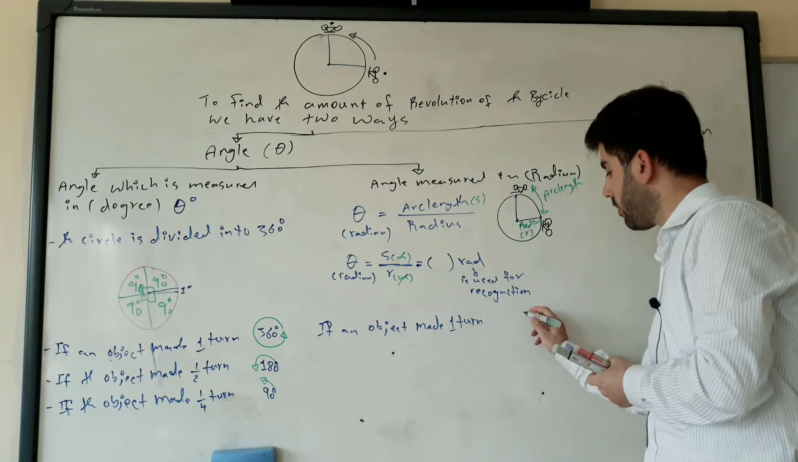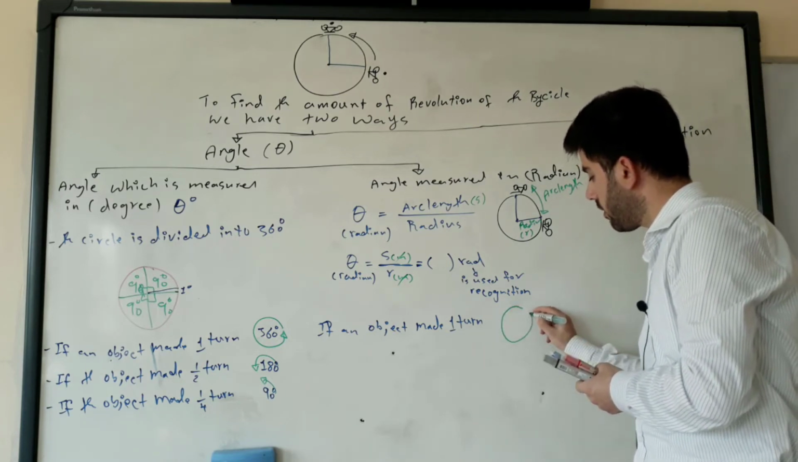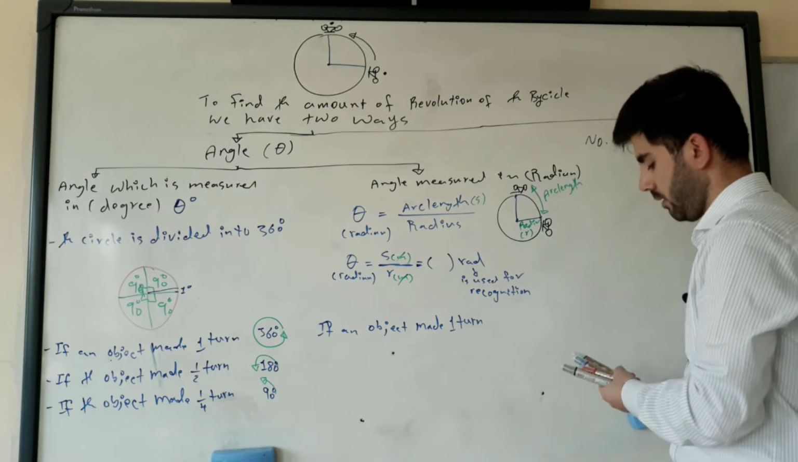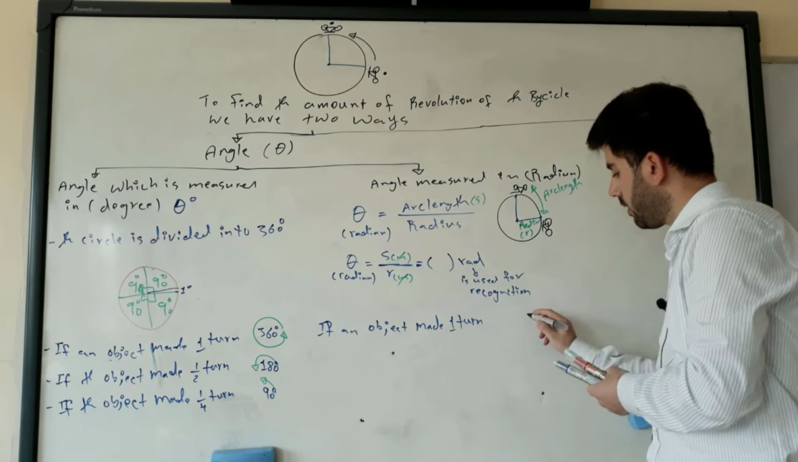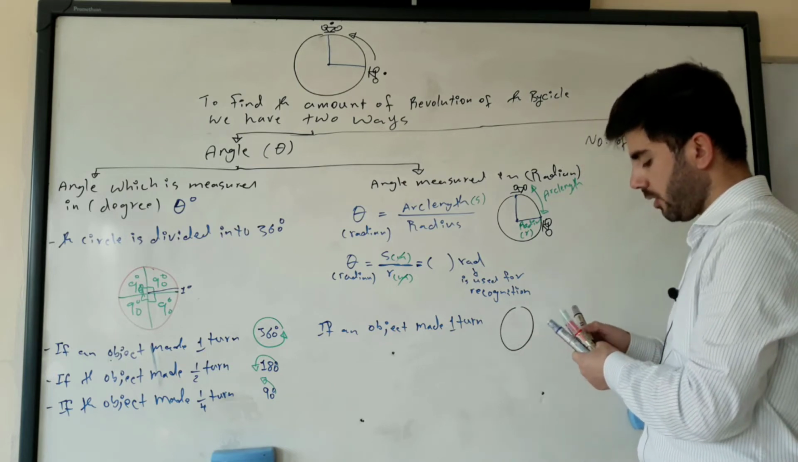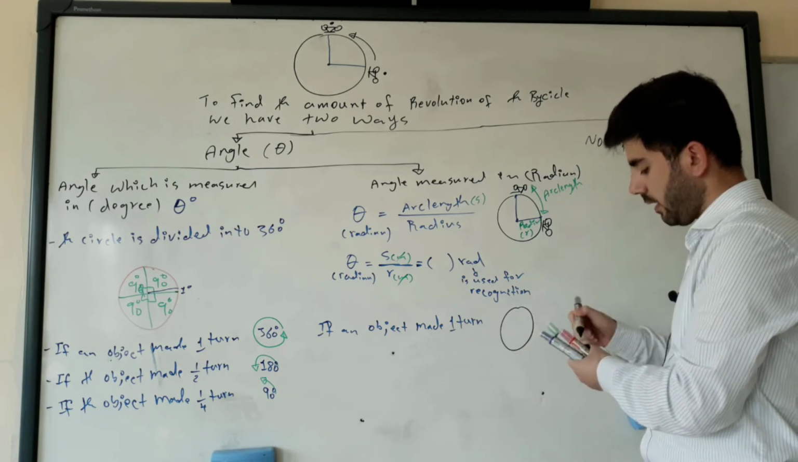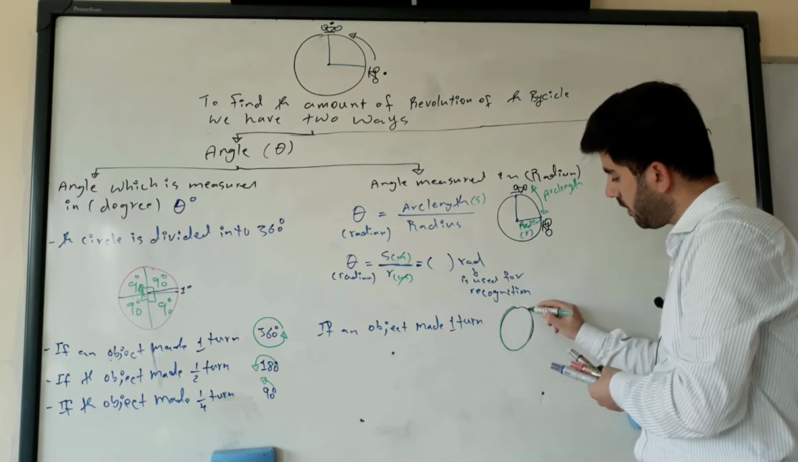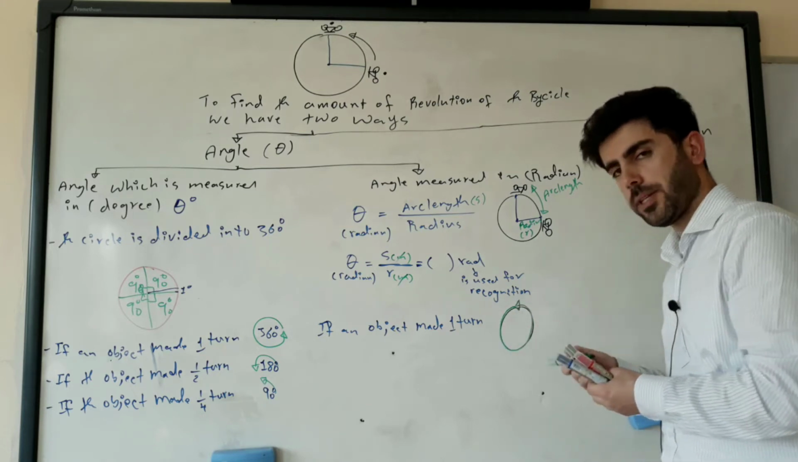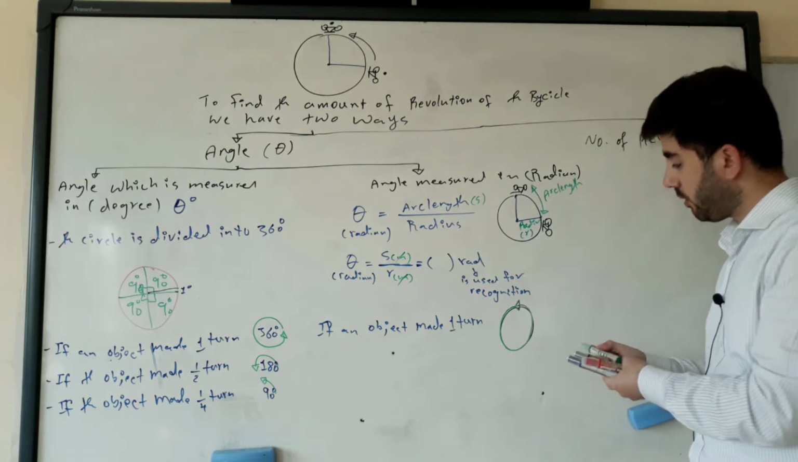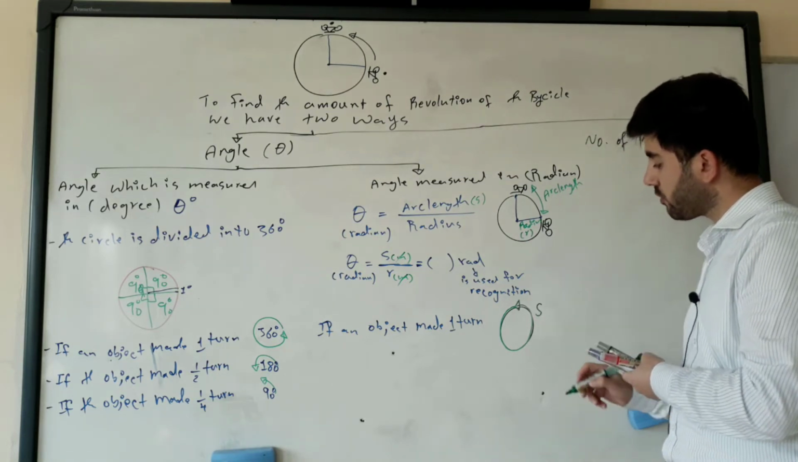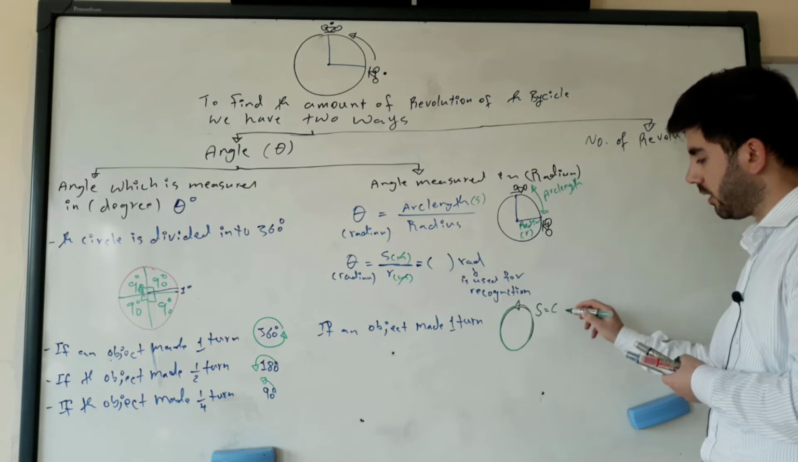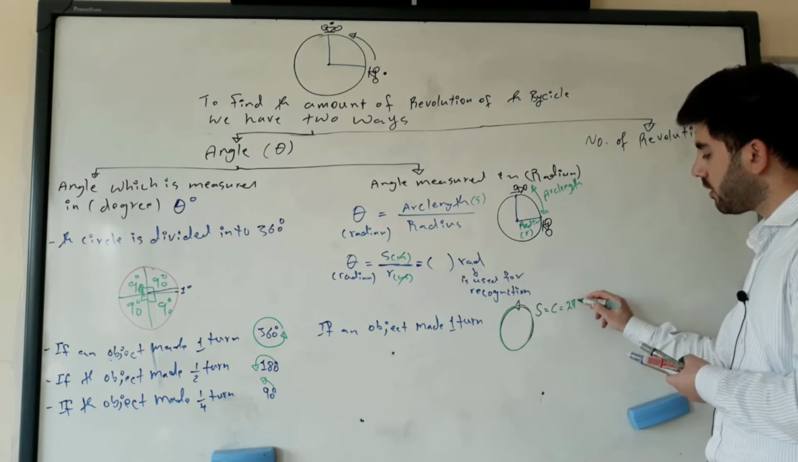Okay, so this is the circular path. And if an object made 1 turn, it means that it has completed the circle, okay? So in this case, the arc length traveled by the object is equal to the circumference of the circle. And the circumference of a circle is equal to 2 pi r.